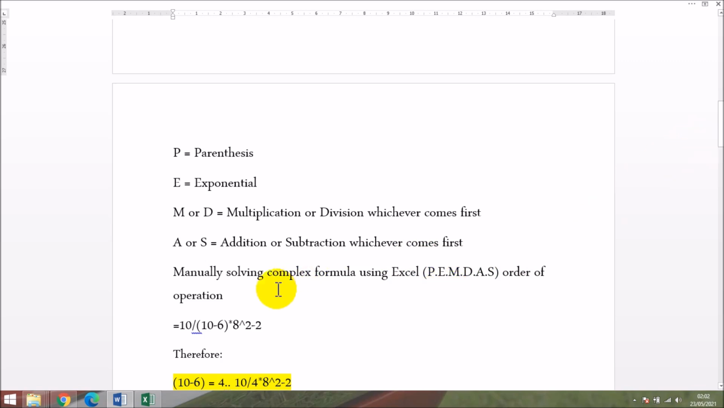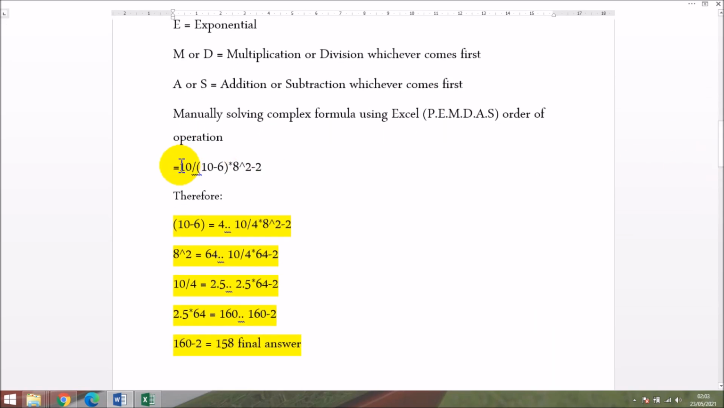So putting this PEMDAS into consideration and actually solving this complex formula following the order of operation, this is how it's going to be. First of all, we are going to solve the one in open bracket, and if we do that, it's going to be 6 minus 6. We are going to get our answer, which is 4, right? So in this scenario, the open bracket and close bracket is solved, so we are going to be having 10 divided by 4 times 8 raised to power this and all that.